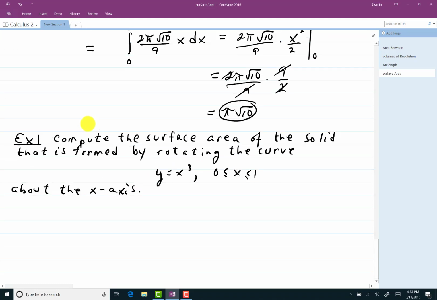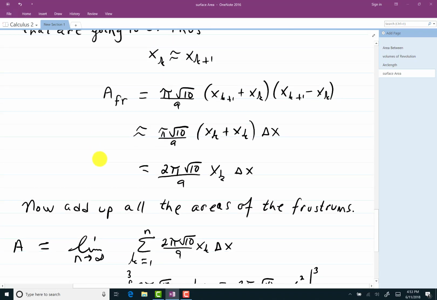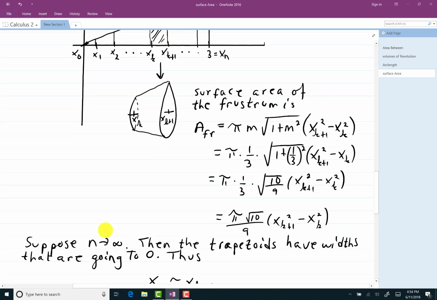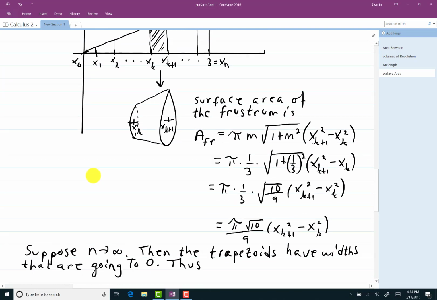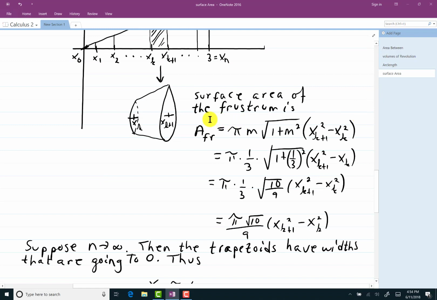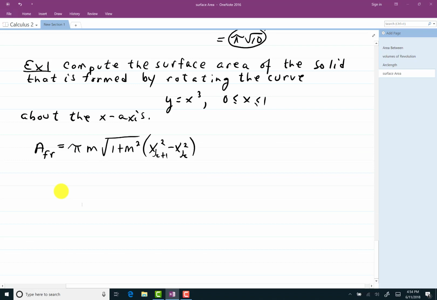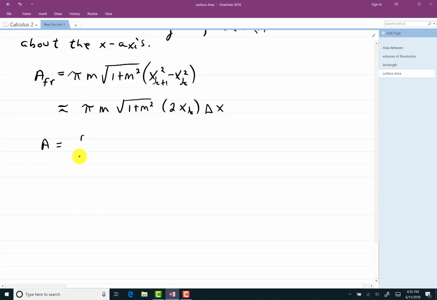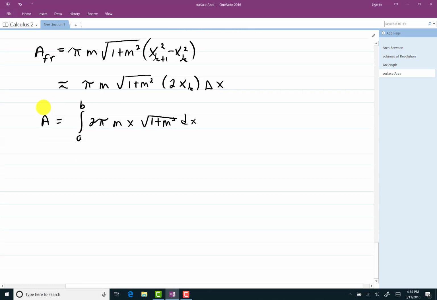Now, if you go back, let me come back for a minute here, to this version here. Let me have this frustum again. Now, I'm going to do a couple of things to it. Remember, it was approximately equal to pi m 1 plus m squared, and then I had a delta x. And then when we took it to the integral, it looked like this.